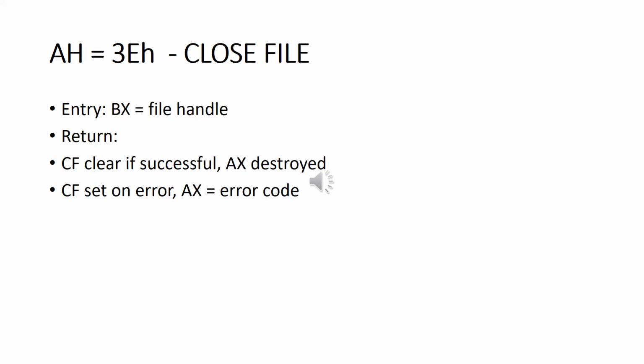Function 3EH is used to close the file. The BX register contains the file handle, which will be returned generally when you create a file or when you open the file in the read mode or write mode. Again, carry flag is set for error, 0 for successful.